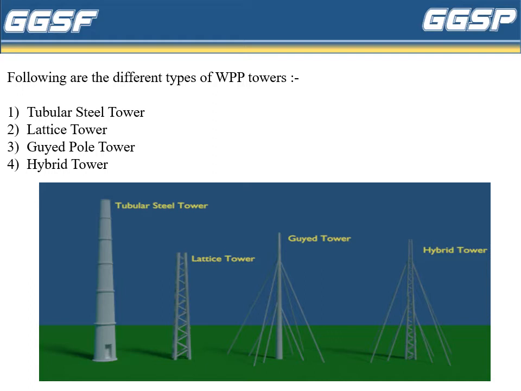These are the different types of wind power plant towers. First, tubular steel tower. Second, lattice tower. Third, guide pole tower. And the fourth one is the hybrid tower. In this image, we are seeing all these towers. The first, which is in conical shape, is the tubular steel tower, which is used for large wind turbines. The second one, which has angular zigzags on it, is the lattice tower. The Eiffel Tower is the best example of this tower. Another one is a guide tower, which has four to five guide wires supporting it. Then there is a hybrid tower, which is the combination of tubular steel tower, lattice tower, and guide pole tower.